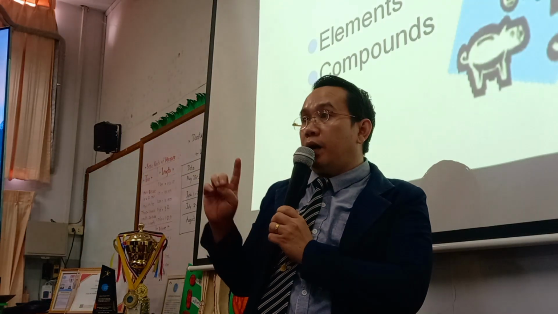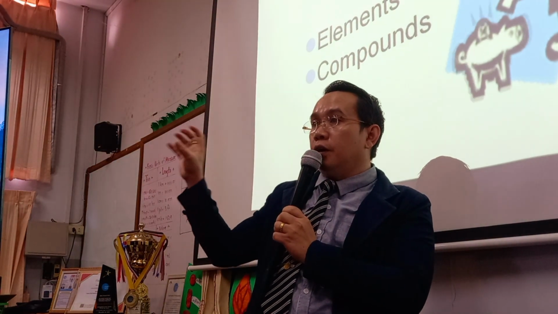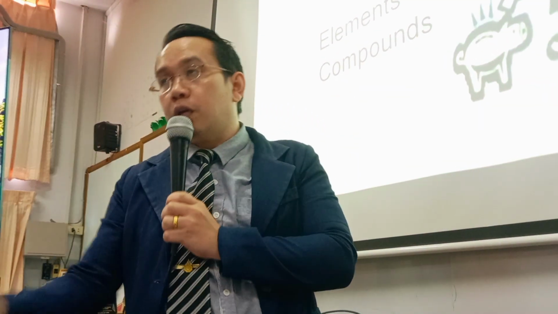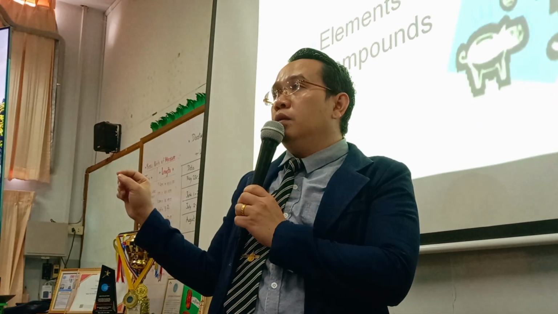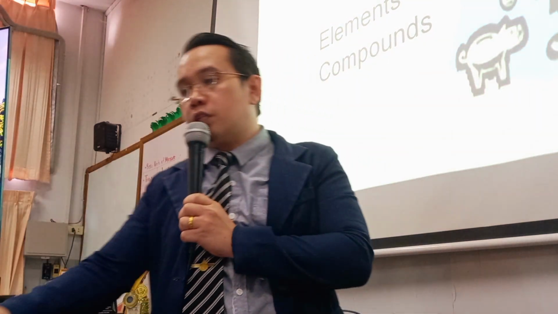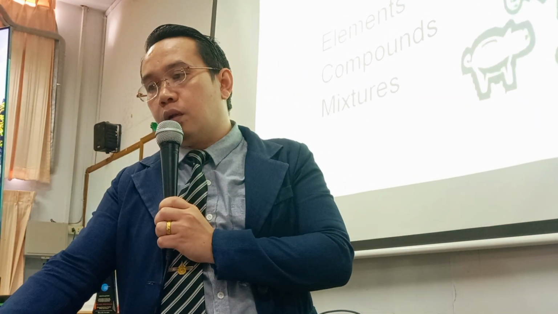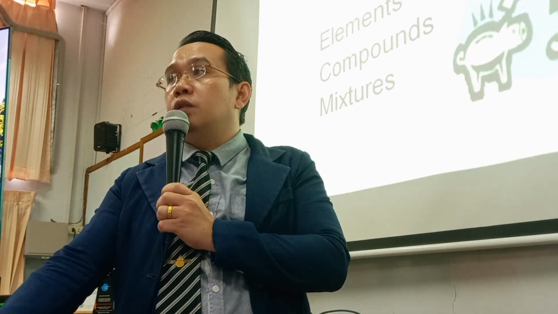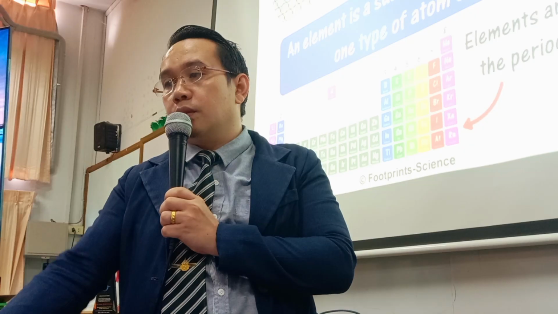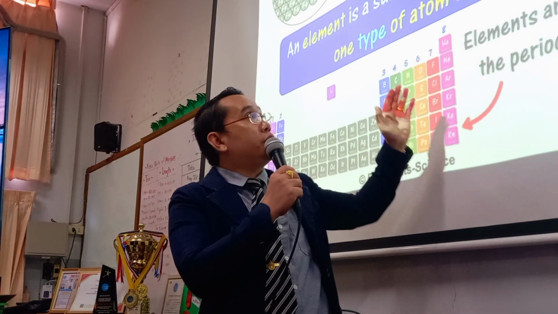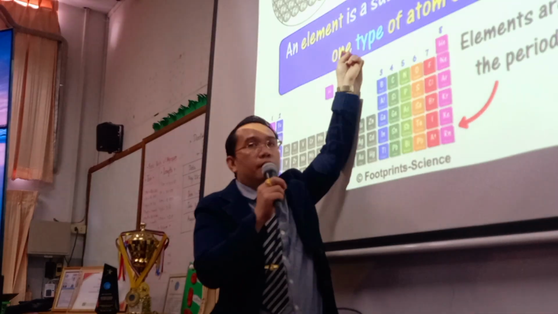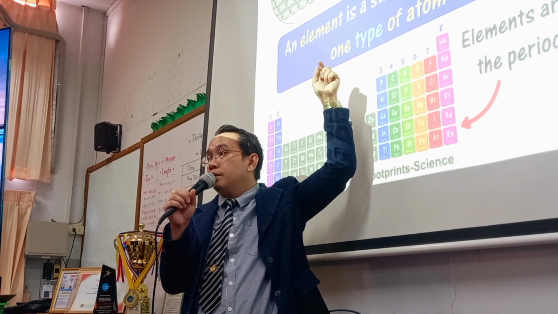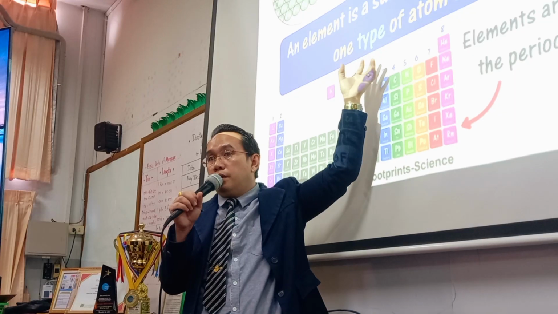What are the three kinds of matter? Solid, liquid, and gas. And because of that, we are able to produce different elements and compounds, and physically make mixtures. In this example, as you can see, we have the name iron. Is iron an element or a compound?